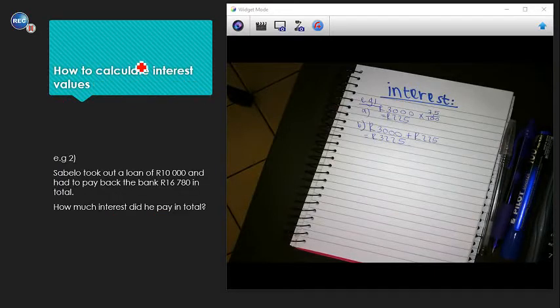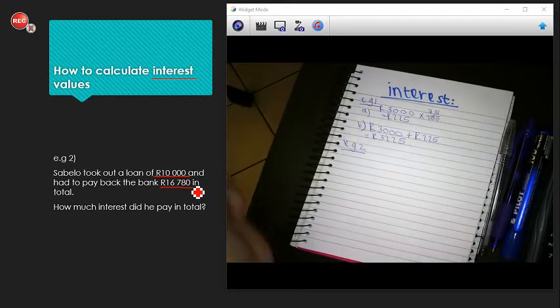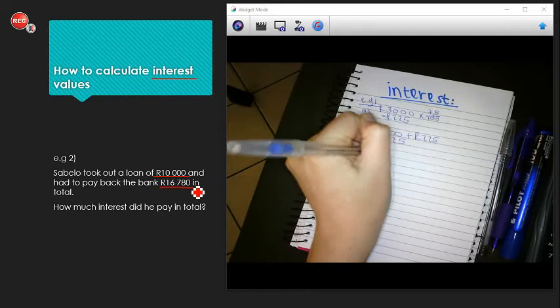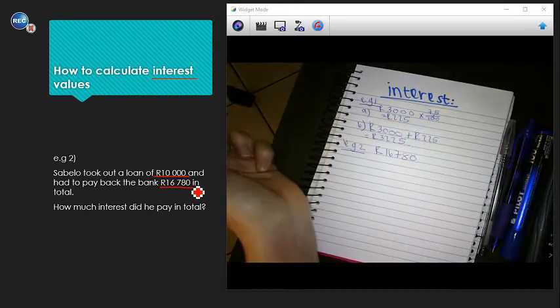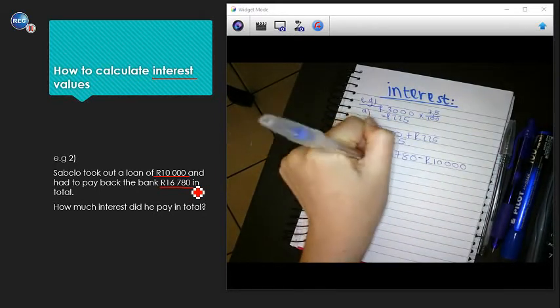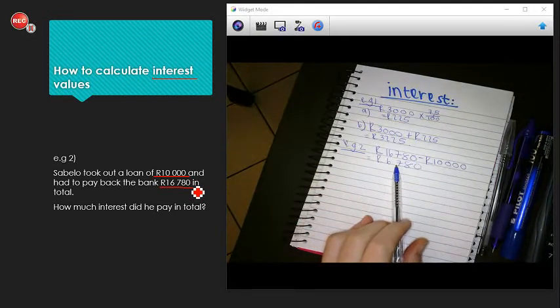Now, that was a nice and easy example of how to use interest rates to calculate the interest values. If we move on to this one, how to calculate interest values again, it's the same type of question. However, it's now saying Sabelo took out a loan of 10,000 Rand and had to pay back the bank 16,780 Rand in total. How much interest did he pay? So please note, in the first example, you were earning interest. In this example, you are paying interest. So in this case, the total that he had to pay back was 16,780. His loan was 10,000. So that gives us 6,780 Rand worth of interest.